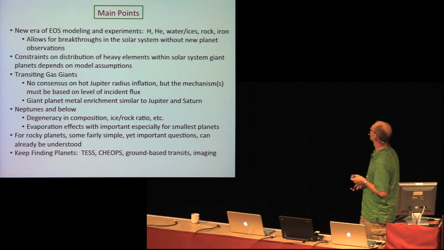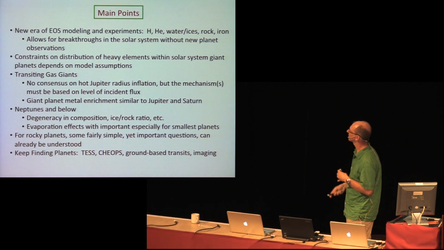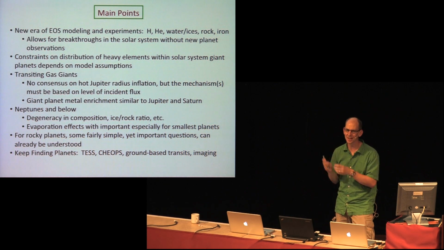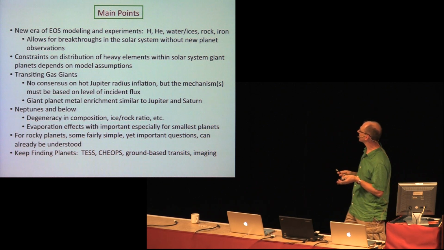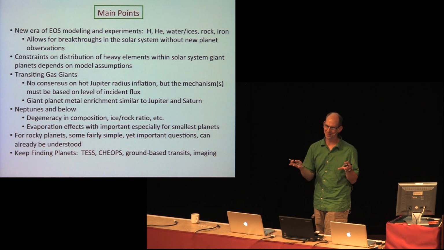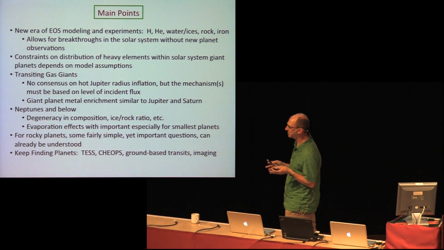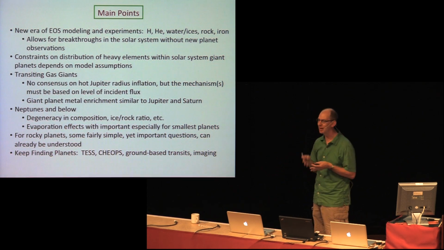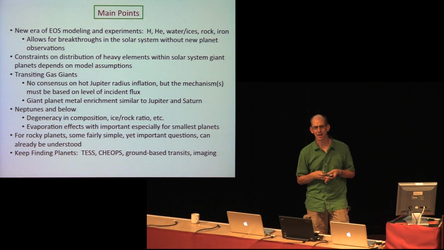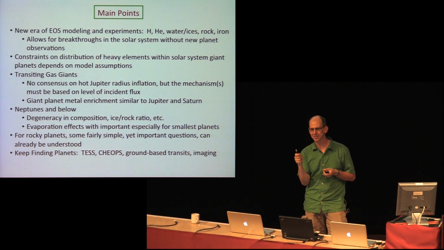For rocky planets, some fairly simple yet important questions can already be understood, I would say. That's why I mentioned that in that one last slide. And so I think the key is, of course, to keep finding planets. Obviously, we'd like to have a much larger sample size. And so from ground-based observations and from space, and also from imaging for young systems, I think we're really in a very interesting state right now where all of our input physics are the best they've ever been, and we're finding a larger sample size of all kinds of planets. And so I think we're going to start making very real progress in understanding the composition and structure of planets. Thanks a lot.